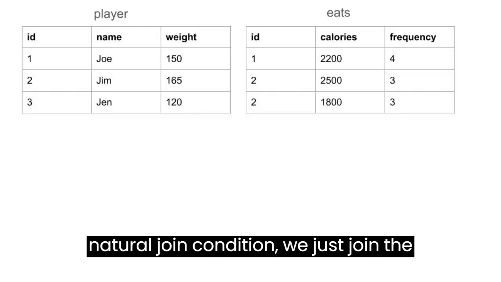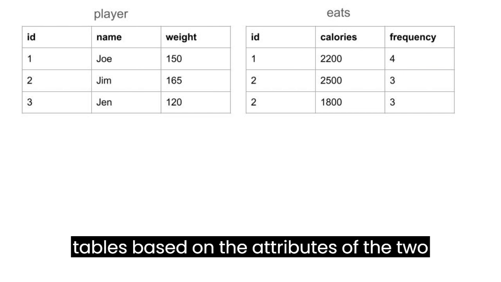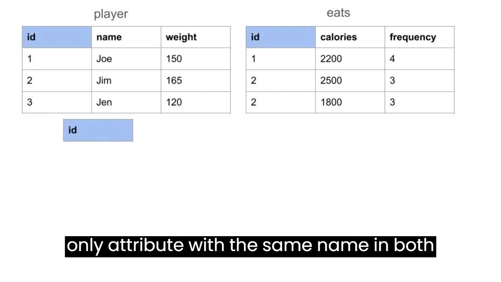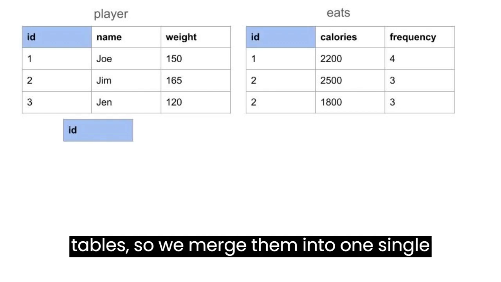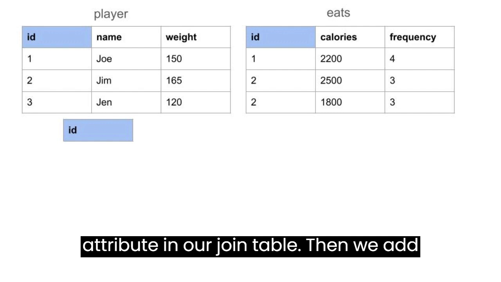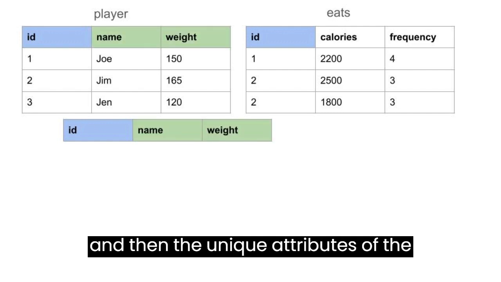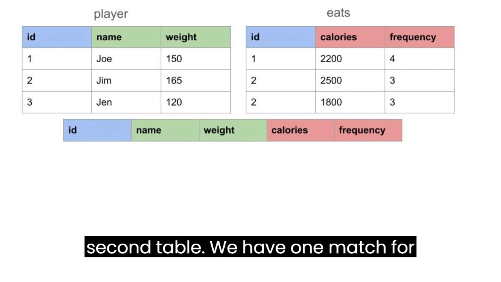Now, for the natural join condition, we just join the tables based on the attributes of the two tables with the same names. ID is the only attribute with the same name in both tables, so we merge them into one single attribute in our join table. Then we add the unique attributes of the first table and then the unique attributes of the second table.